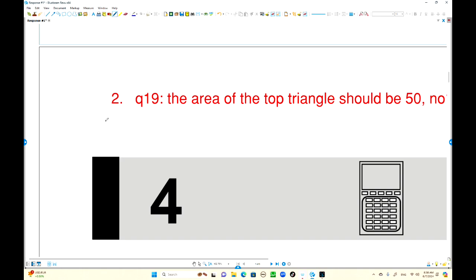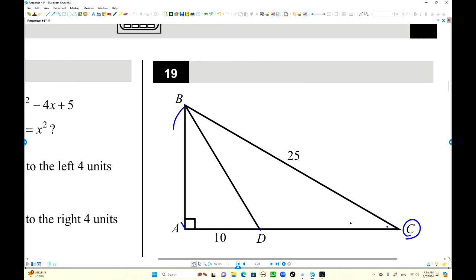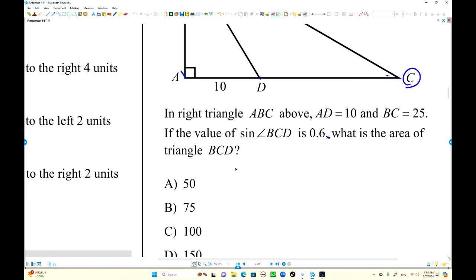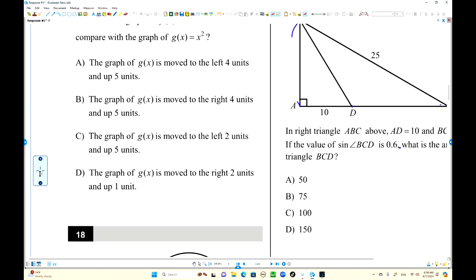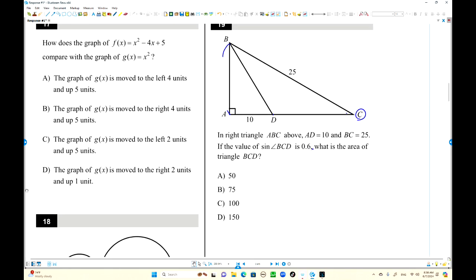Here are the next questions. Number 19, the area of the triangle should be 50. Here is 19. So AD is 10, BCD is 25, and the value of sine BCD is 0.6. Okay, let me check. This is a good size. Yeah, this is better.